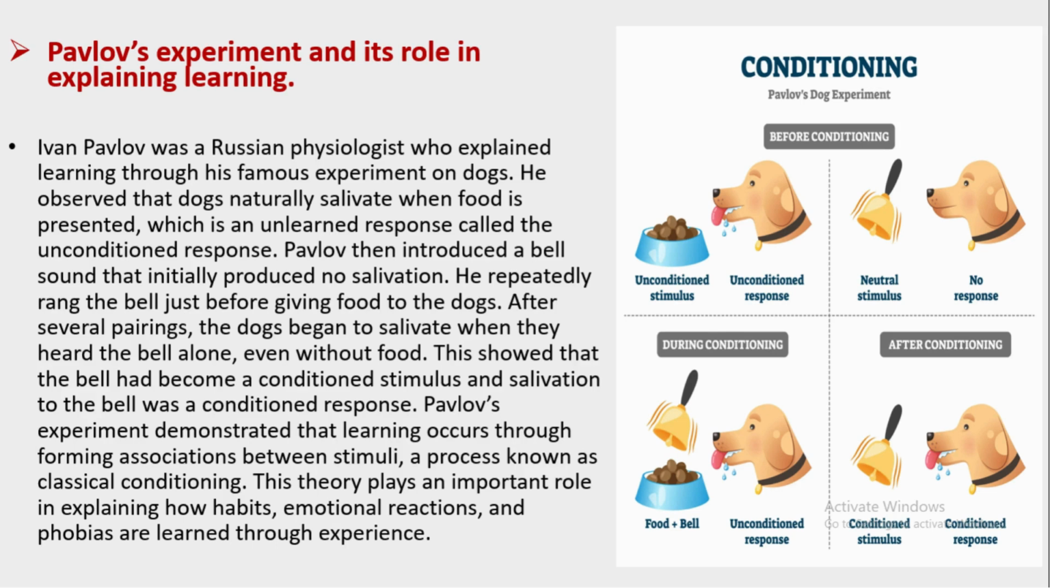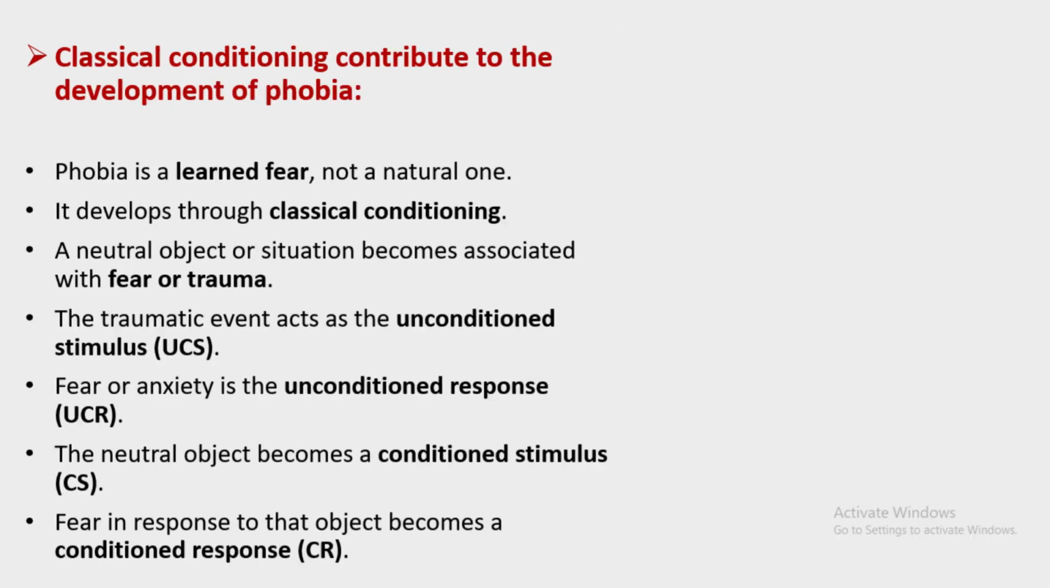This showed that the bell had become a conditioned stimulus and salivation to the bell was a conditioned response. Pavlov's experiments demonstrate that learning occurs through forming associations between stimuli, a process known as classical conditioning. This theory plays an important role in explaining how habits, emotional reactions, and phobias are learned through experiences.